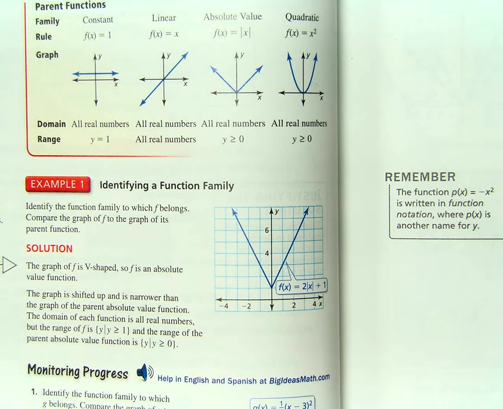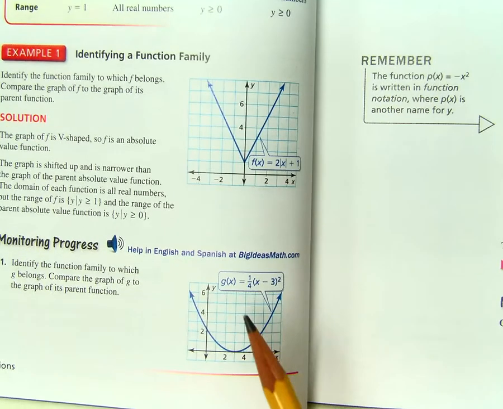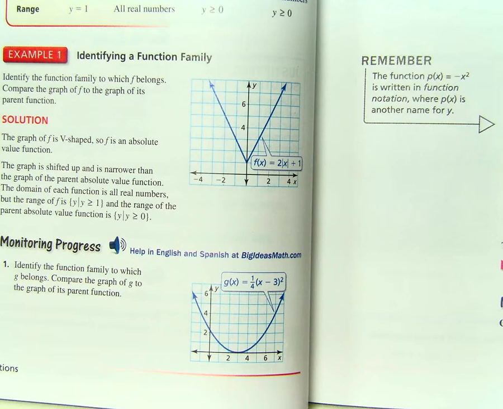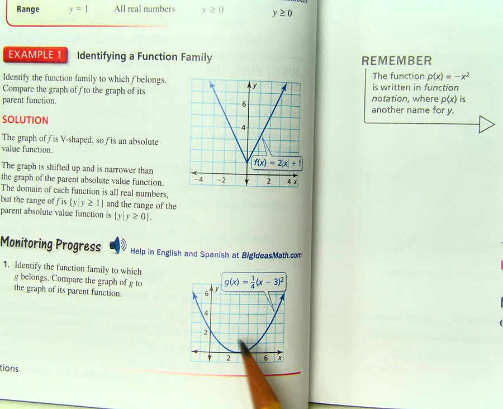Now, some people remember it's called absolute value because it looks like a V. So absolute value looks like a V. Maybe that will help. I don't know. But if you looked at the one right underneath it, is that absolute value? What's that one? That one's quadratic, isn't it? Because it's whooshier. It's rounder. What does it look like? It looks like a parabola, doesn't it? So we would say that's probably in the quadratic family.